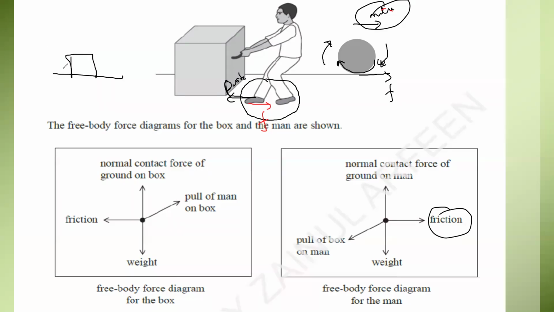If the box was moving towards the right, the direction of the friction is towards the left. If the tire is rolling, I'm not talking about the motion of the whole object. When the tires are rolling in this way, what should be the direction of the friction? The direction of the friction should be forward. Is it clear, this example about the friction?